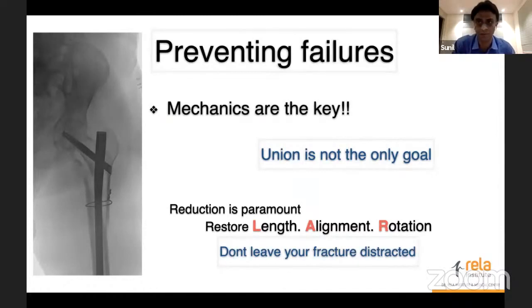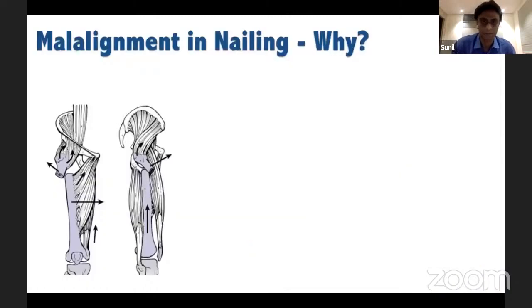Otherwise, most subtrochs will fail whether you nail or plate them. You need to restore length, alignment, and rotation, and make sure you do not leave your subtroch fracture distracted. This is bound to fail as well. So if you want to prevent failures, you need to restore the proximal femoral mechanics.